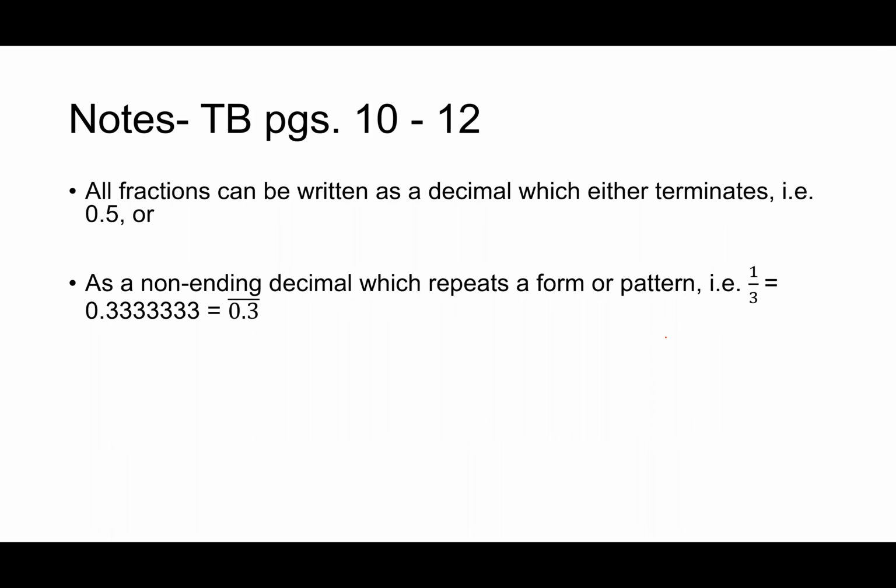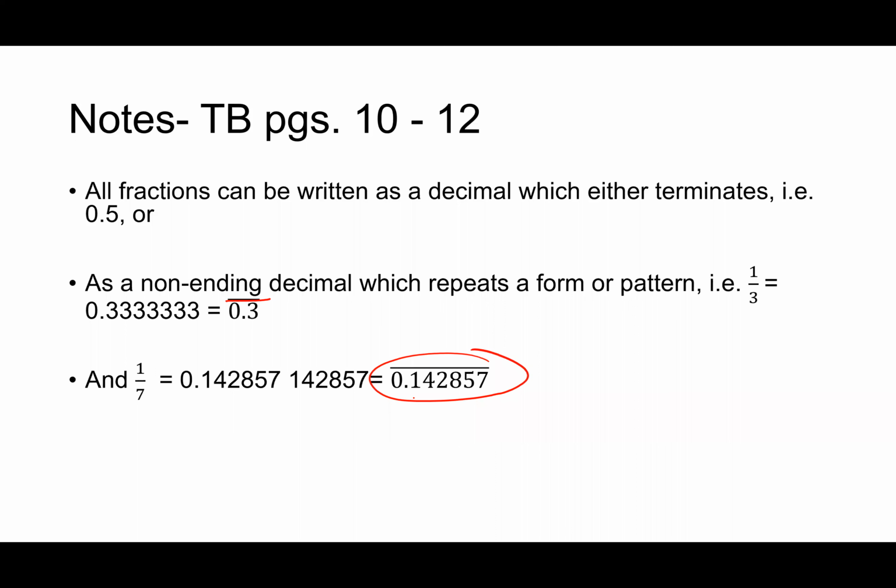1/3 is equal to 0.333333333 repeating. And so we use a little repeating sign above the 0.3 to show that it's that same pattern. Repeating decimals can also look something like this. 1/7 equals 0.142857142857. So we would repeat that like this. The digits that repeat are 142857.